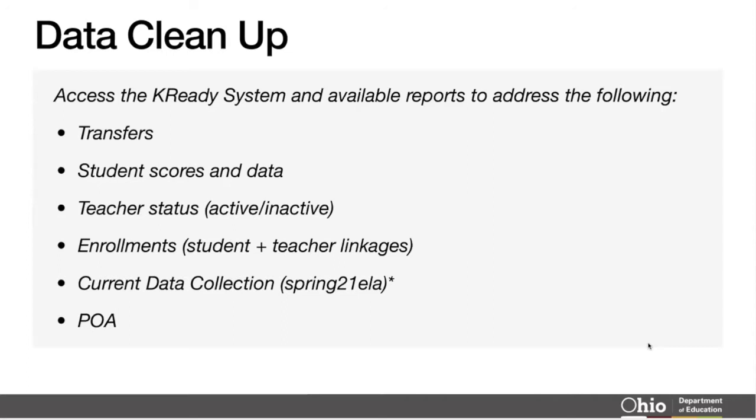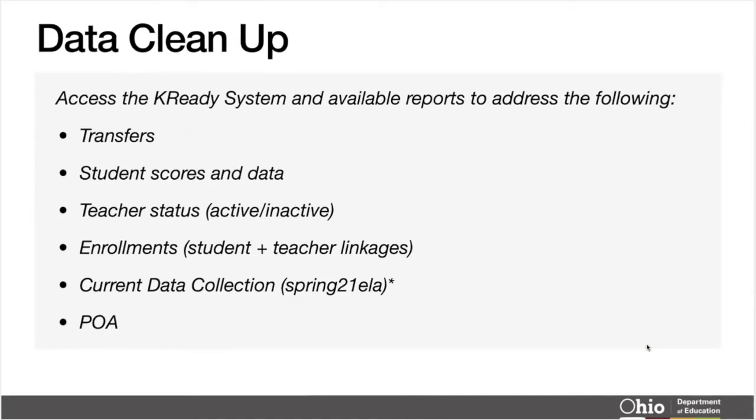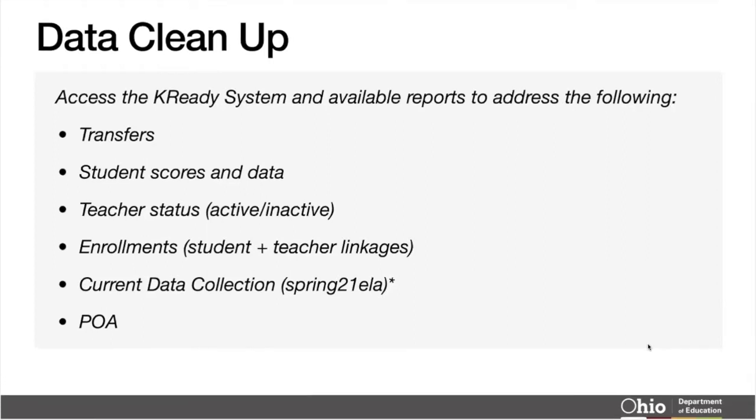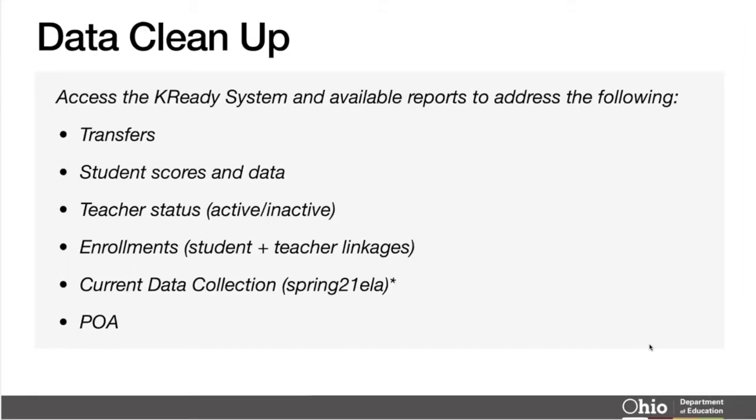We're going to look at student scores and data, talk about the reports, how you find this information and find out where this information is to know if it's complete or not. We're going to talk a little bit about teacher status and whether it's active or inactive. And that's really connected to whether you're going to see student scores or not, and the enrollments to see if students are linked with teachers. And then we're going to talk about the current data collection and the token for that, which is listed there, Spring 21 ELA, as well as the point of authority. That's what POA is here.